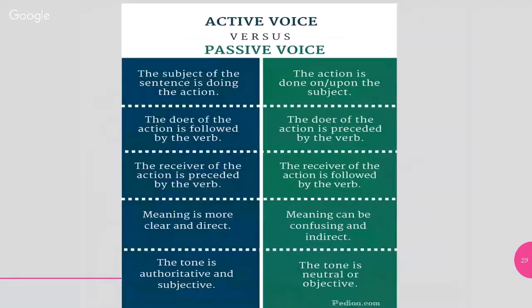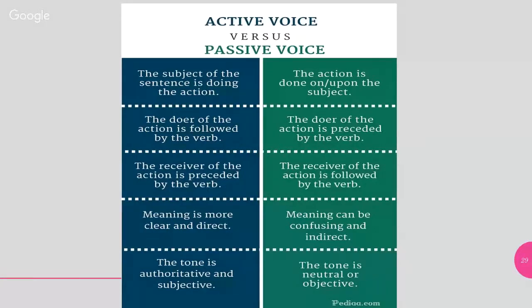The active voice versus passive voice. The subject of the sentence is doing the action, whereas in the passive voice, the action is done on or upon the subject. The doer of the action is followed by the verb. The doer of the action is preceded by the verb. That is, the doer munche verb barutte. The receiver of the action is preceded by the verb. Andre, idhanalli object, which is the receiver of the action, is preceded. Andre, verb comes before the object. The receiver of the action is followed by the verb because the receiver becomes the subject of the passive sentence.